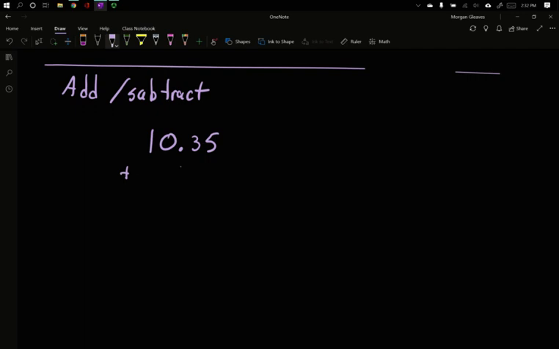So if I have 10.35 and I add 9.7. Well, if we normally add this up, 5, 10, we would see 20.05. Question is, what value do I actually get to report? Just because I can add this up in my calculator and get 20.05 doesn't mean I can report that value. We need to think about sig figs.